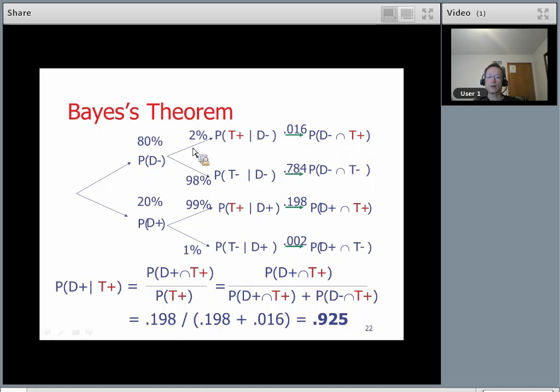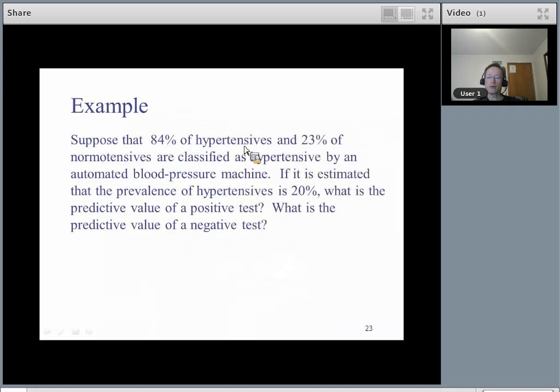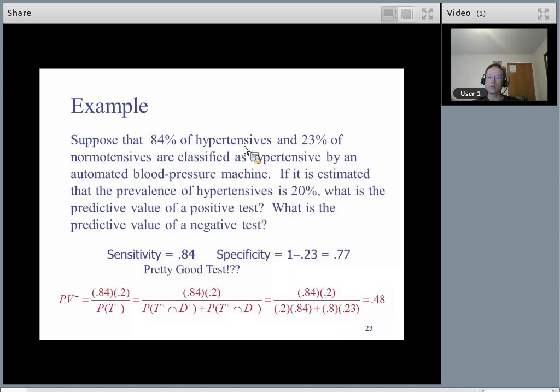That's the percentage of no disease, the percentage of have disease. 20% have disease, 80% no disease. The probability that you test positive if you don't have the disease is actually the complement of the specificity. So if you look at this, that's really that 23%, right? So you have that product.